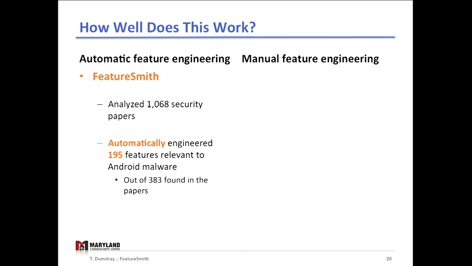So now the question is, how well does this work? Okay, so we have conducted an experiment. We built a system called FeatureSmith that implements the techniques that I described before. We use this system to analyze a little over 1,000 papers. It found 383 features in these papers. But using the semantic network, it determined that only 195 of them are actually relevant to malware detection.